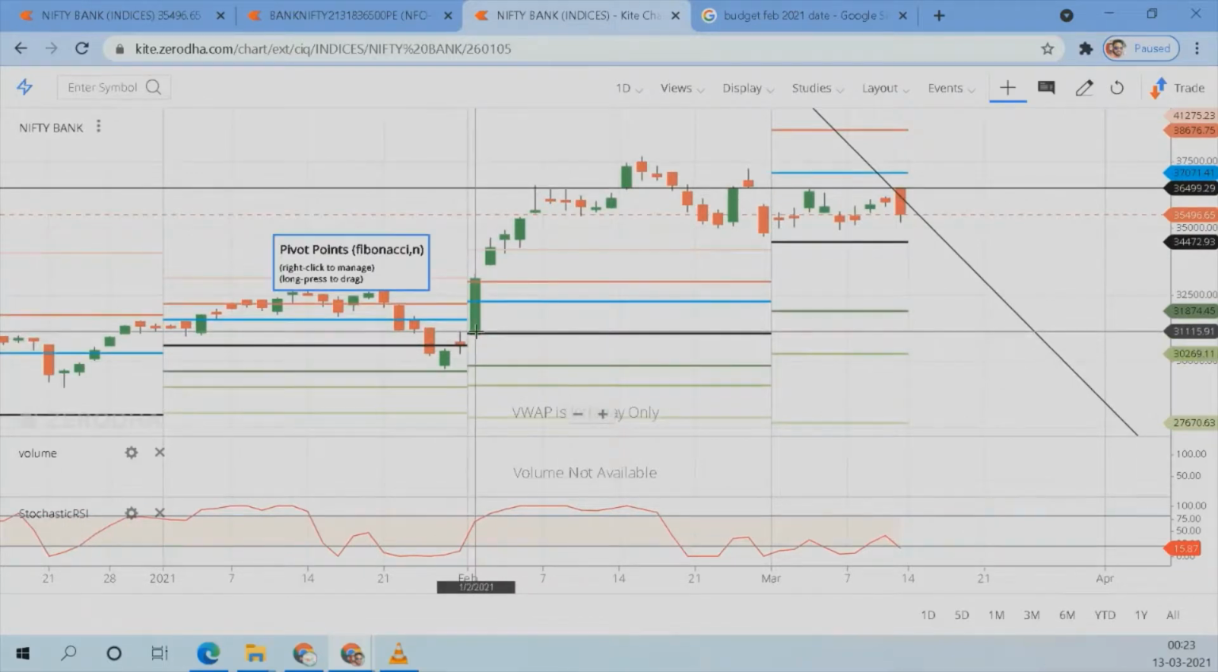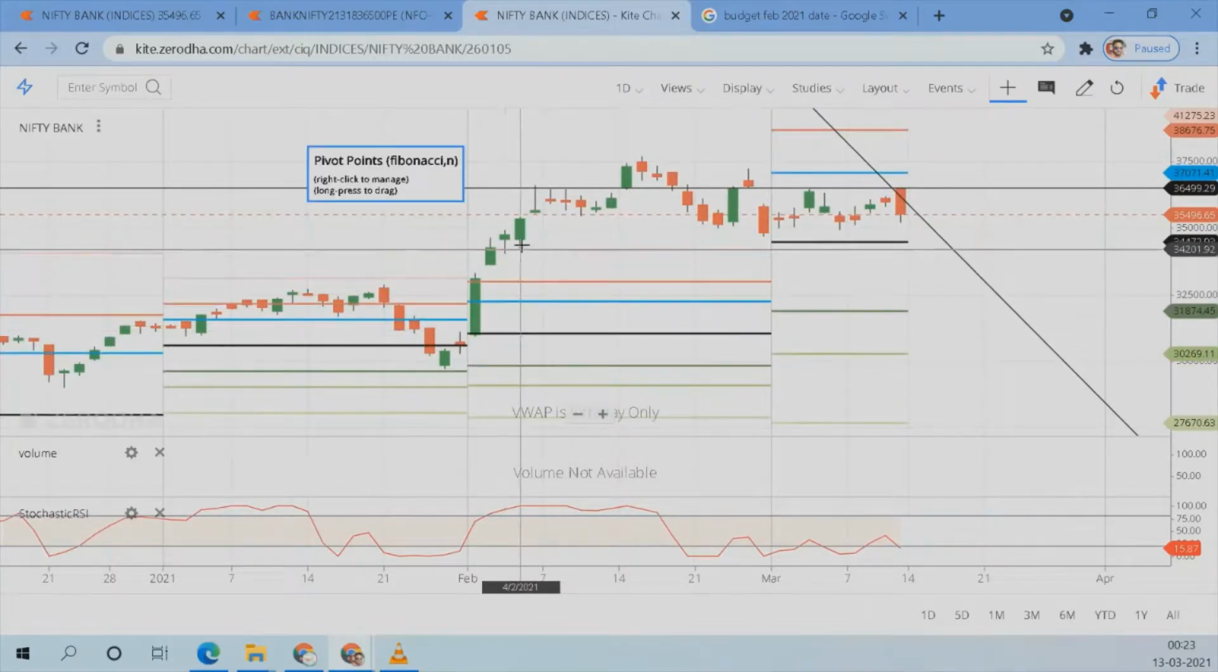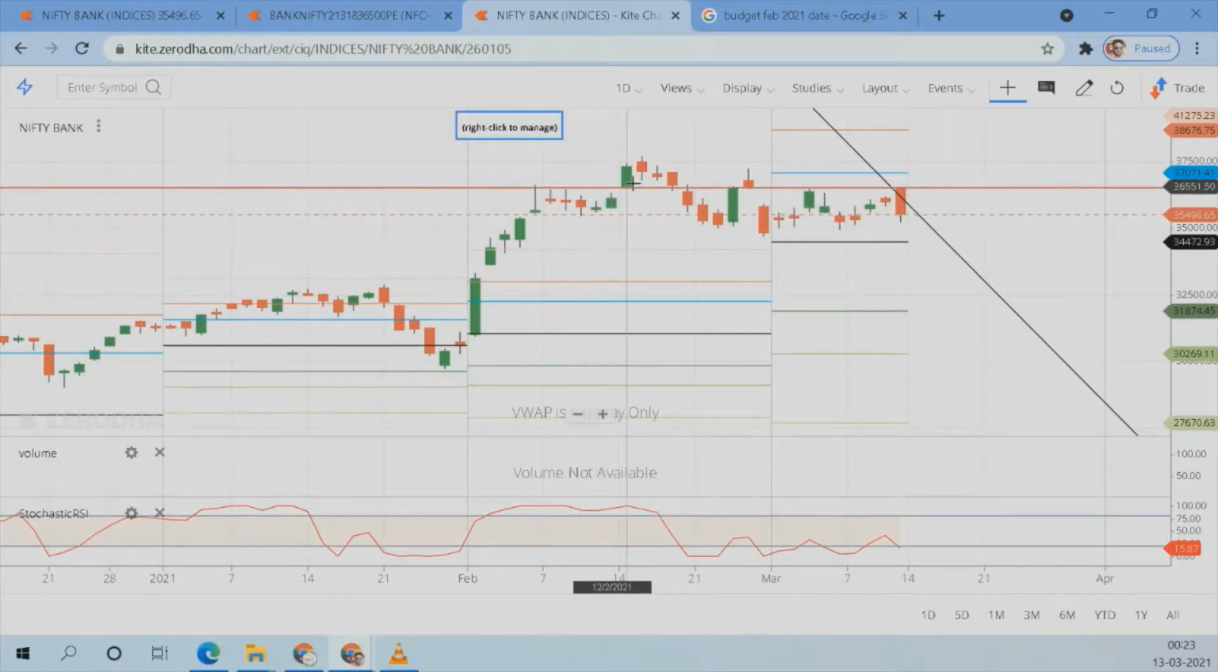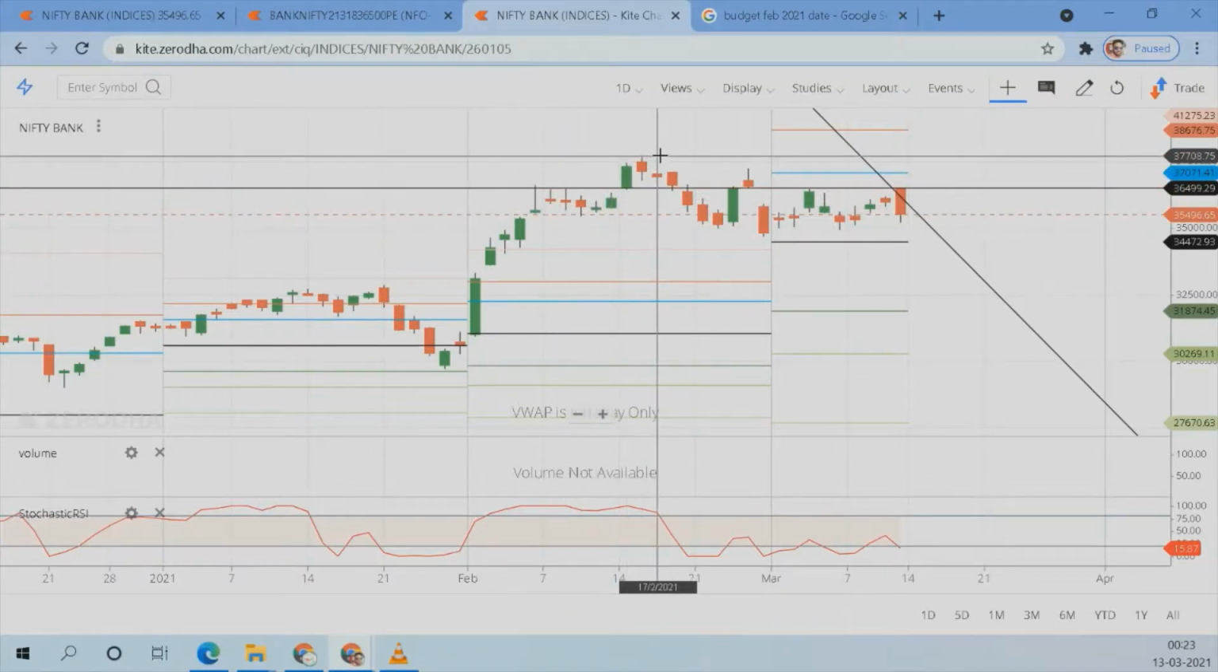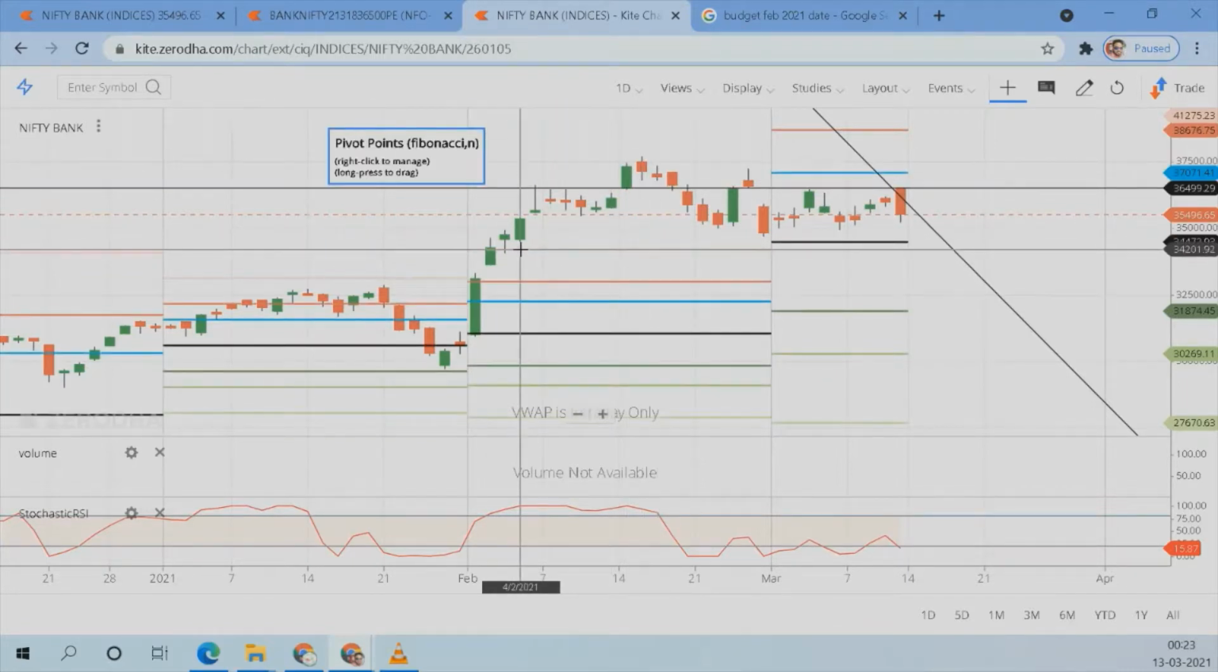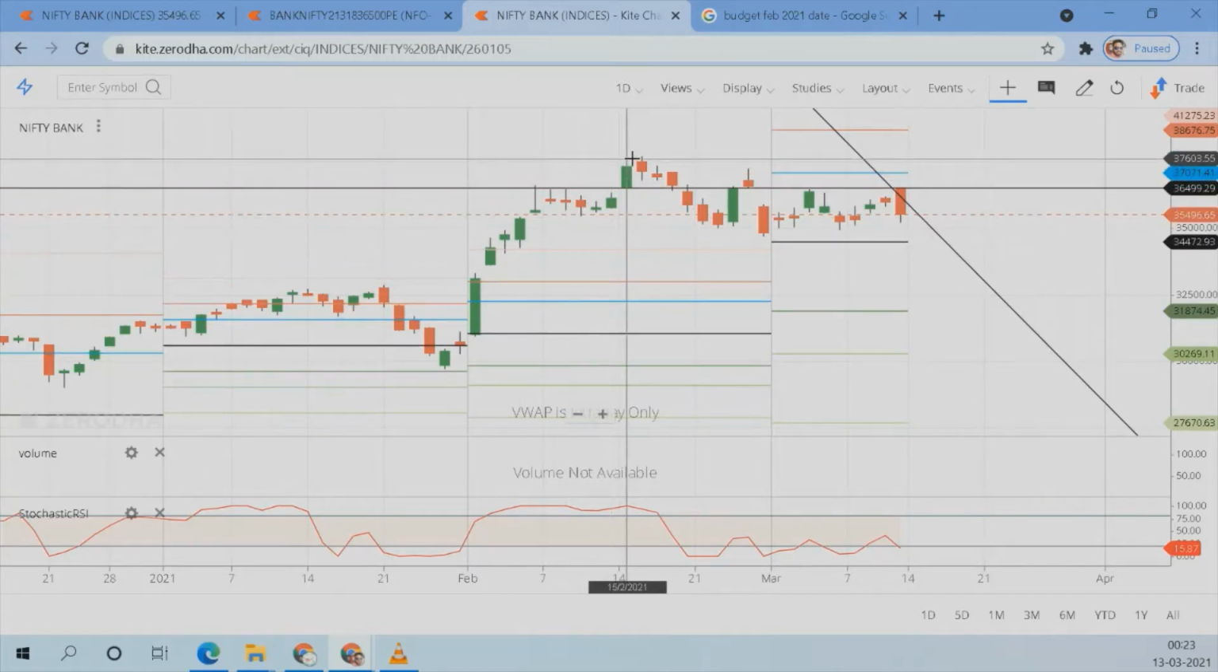If you entered on this day, you can see it never took your stop loss. It went till here and made a high till 17th. If you have carried 34,000 CE, it went till 37,600, which is like 3,000 points. So imagine if you have taken 36,000 CE, one lot at whatever price, maybe 500 or even 1,000 rupees, if you're gaining 3,000 rupees in a matter of 15 days, that's a very very good bet.